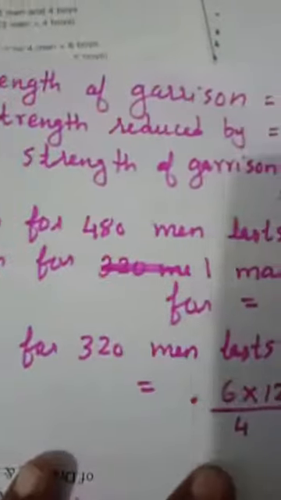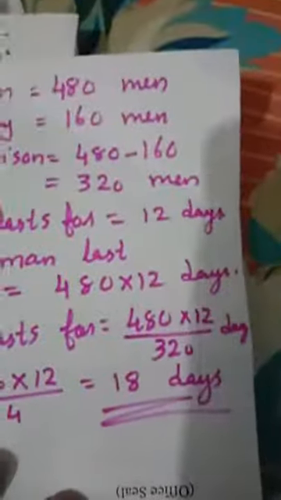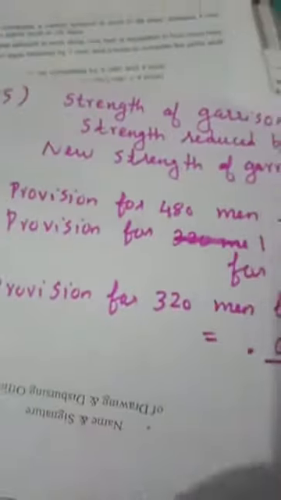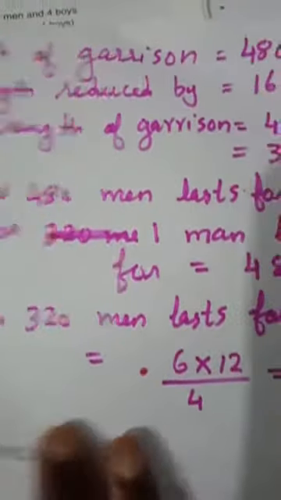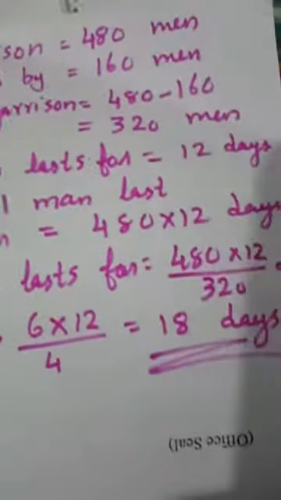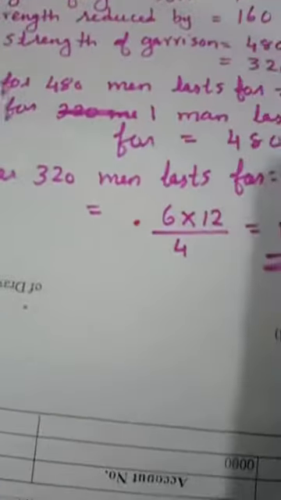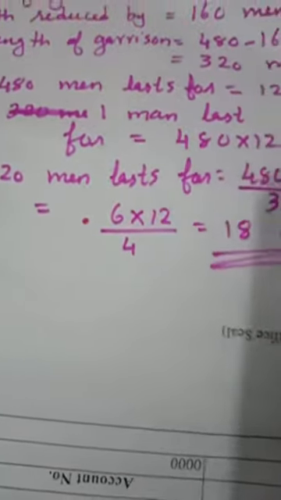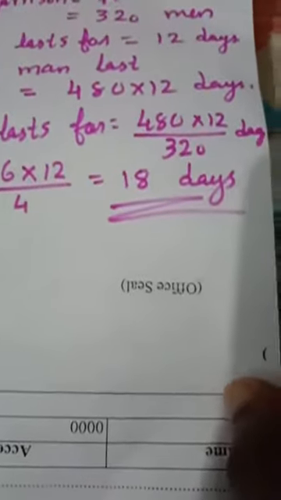Then provision for one man lasts for how many days? 480 into 12. Okay, provision for 480 men lasts for 12 days. So provision for one man lasts for 480 into 12 days. Okay, now provision for 320 men, we want to find, equal to 480 into 12 by 320.